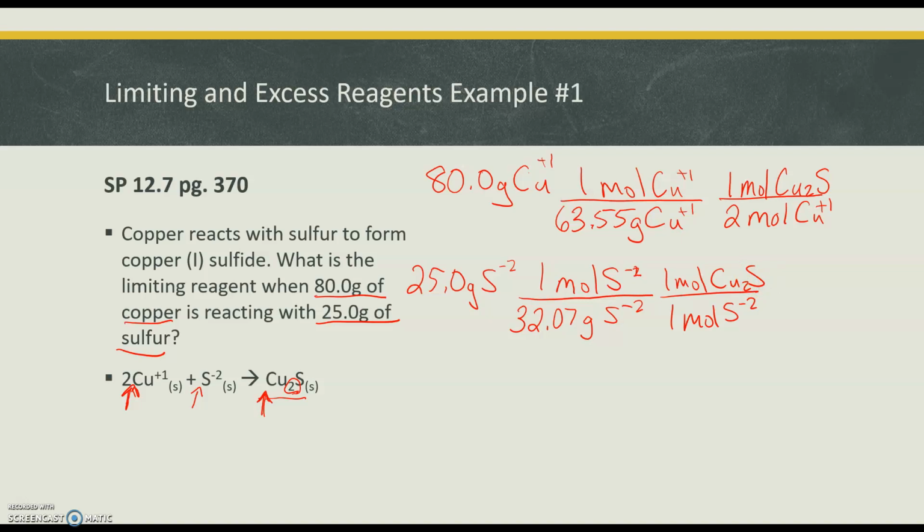We are going to cancel out our like terms. So for our top, grams of copper cancels, moles of copper cancels, which will give our answer in moles of copper 1 sulfide. Down in our second conversion, grams of sulfur, moles of sulfur, leaving us again with moles of copper 1 sulfide.